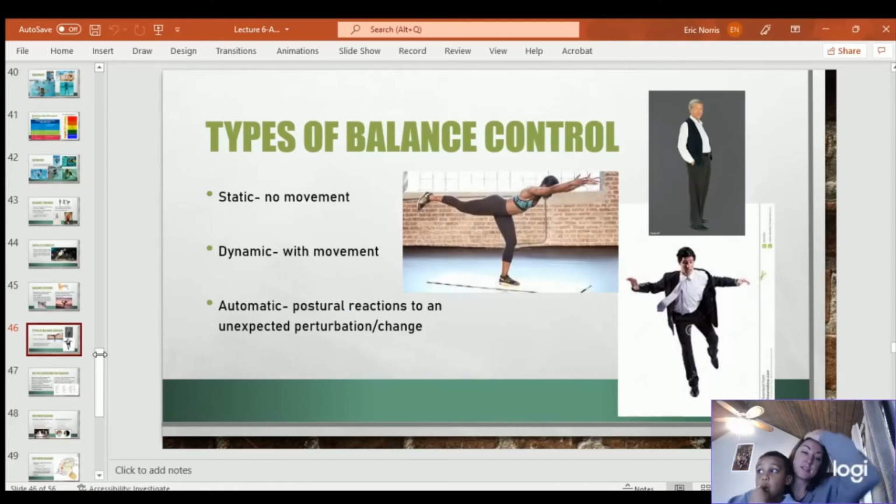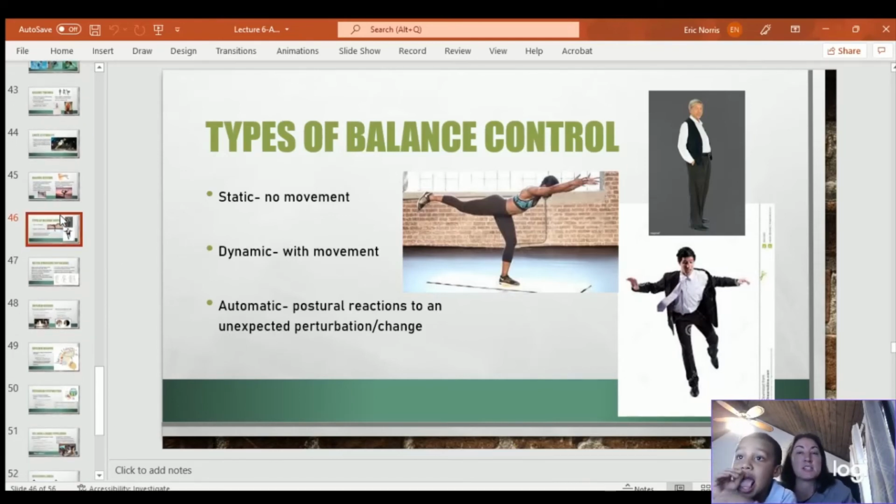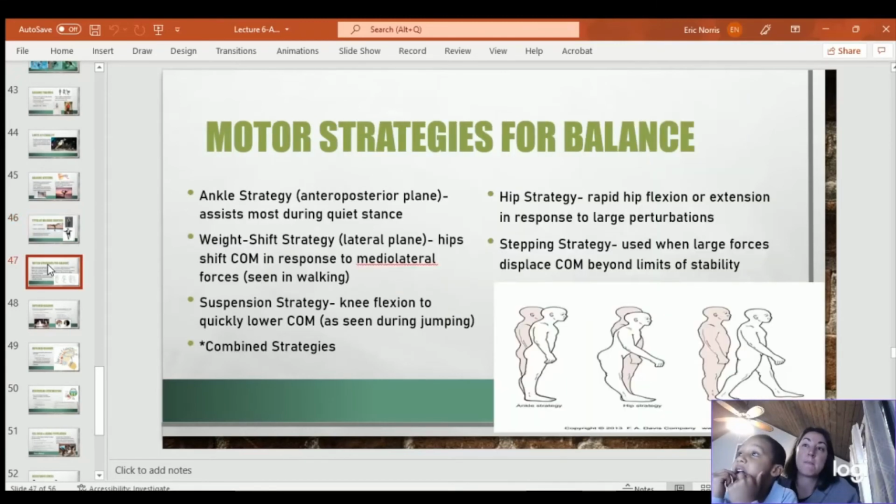Types of balance: there is static balance, which means no movement. Dynamic means you're moving. And then automatic, which is postural reactions that happen as a result of unexpected changes in the environment or perturbations, like pushes. So if you're standing on a moving bus and all of a sudden they slam their brakes on, then some automatic responses will kick in to help you stay balanced.